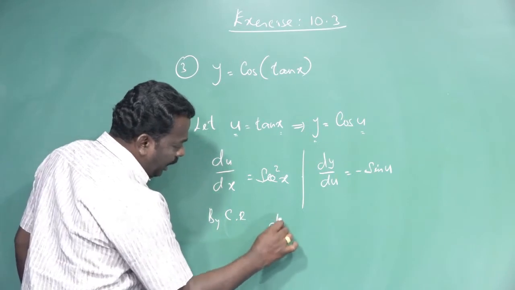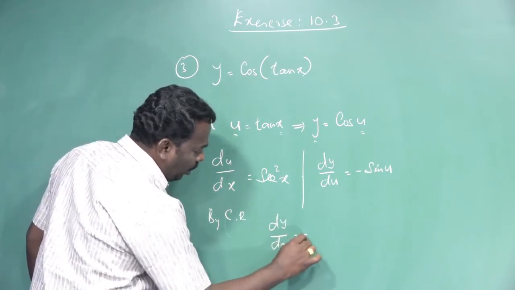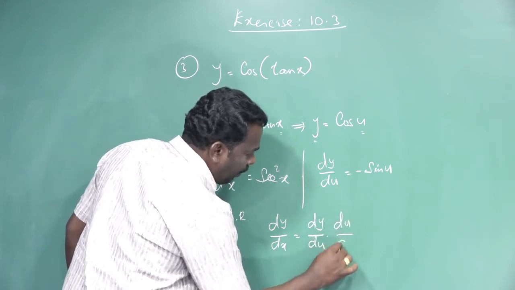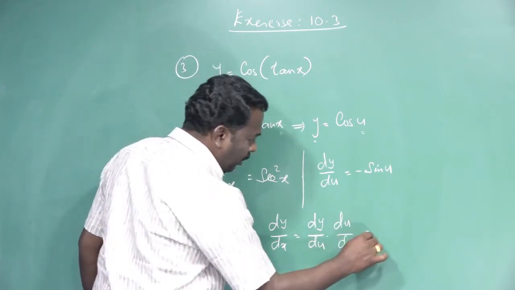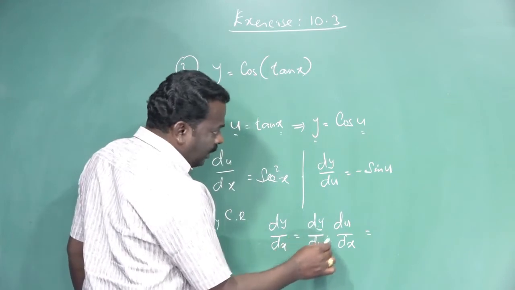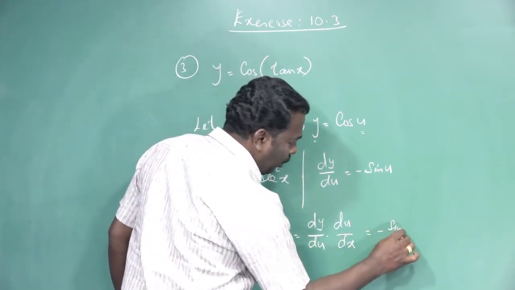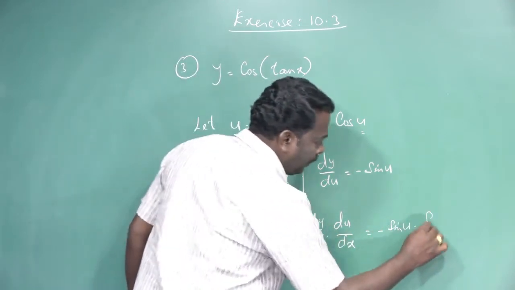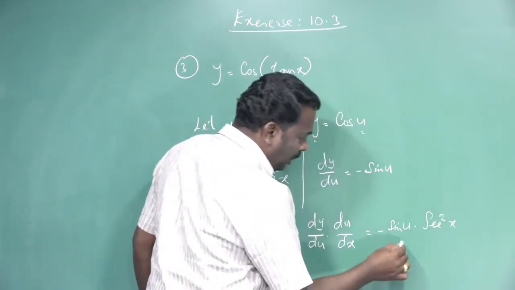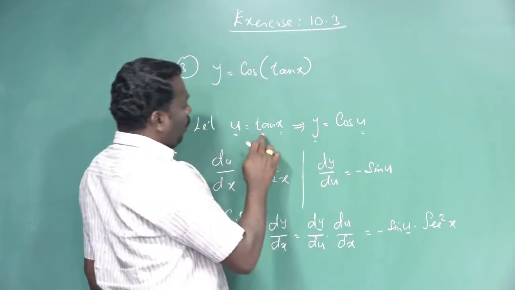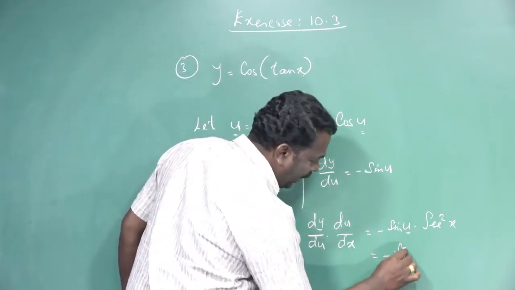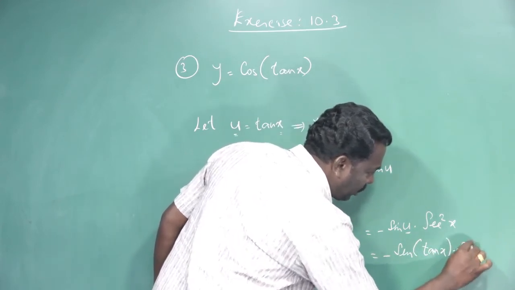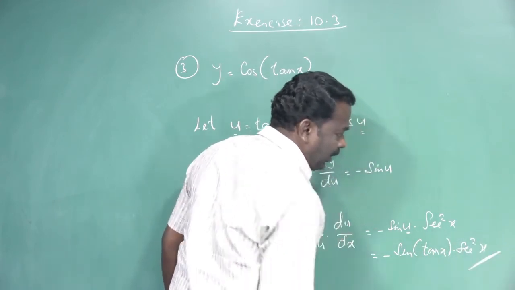What is the chain rule? dy by dx equals dy by du into du by dx. So dy by dx equals minus sin u into du by dx, which is secant square x. Now just replace u with tan x: that equals minus sin of tan x into secant square x. That is the final simplification.